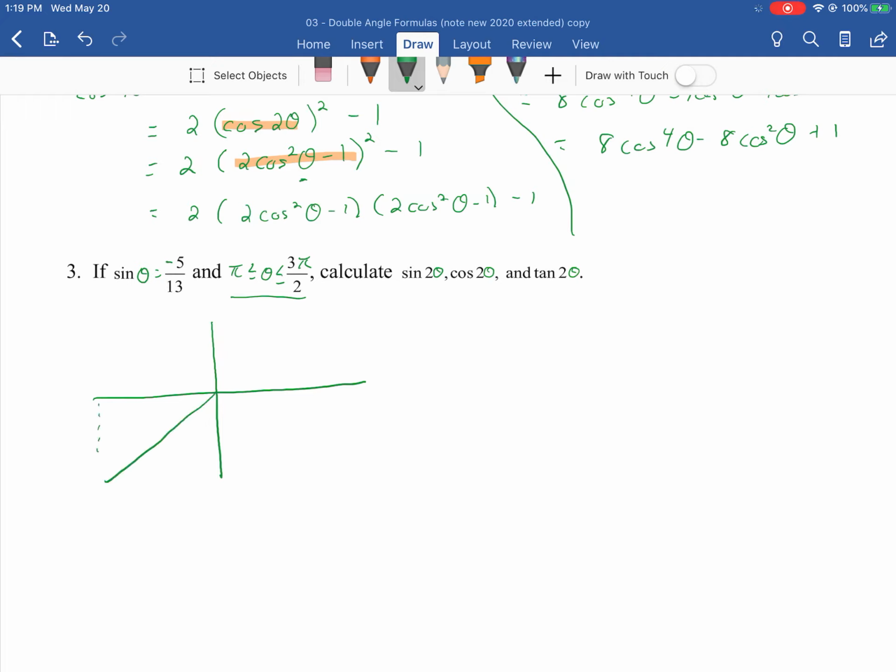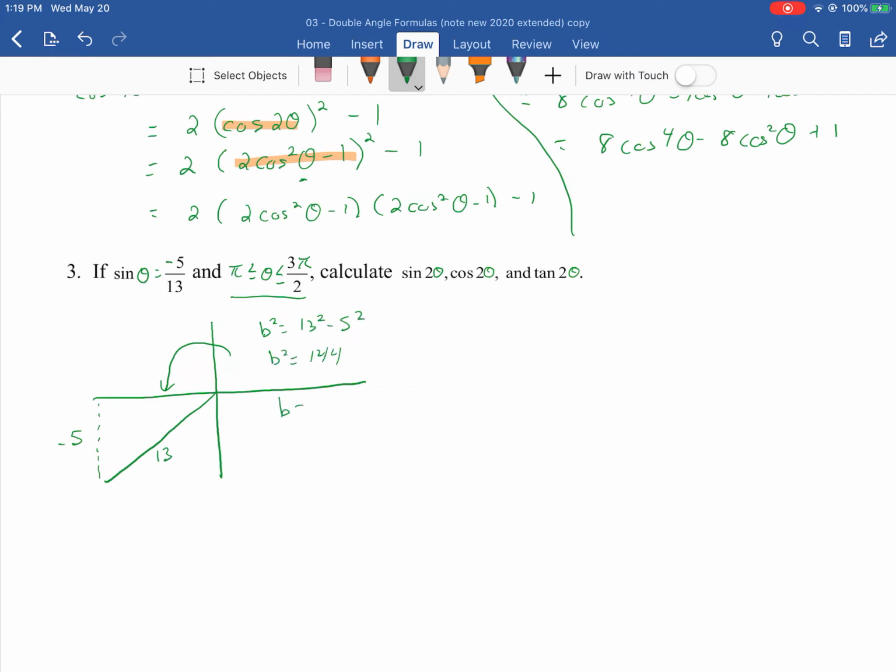Theta is between pi and 3 pi over 2, so it's in this quadrant here, and I'm going to draw it fairly big so you can see what's going on. The sides in this have opposite negative 5 and hypotenuse 13. I'm going to get ready for this question because we saw questions like this in the last section where, for parts of the question, we're going to need this extra side here.